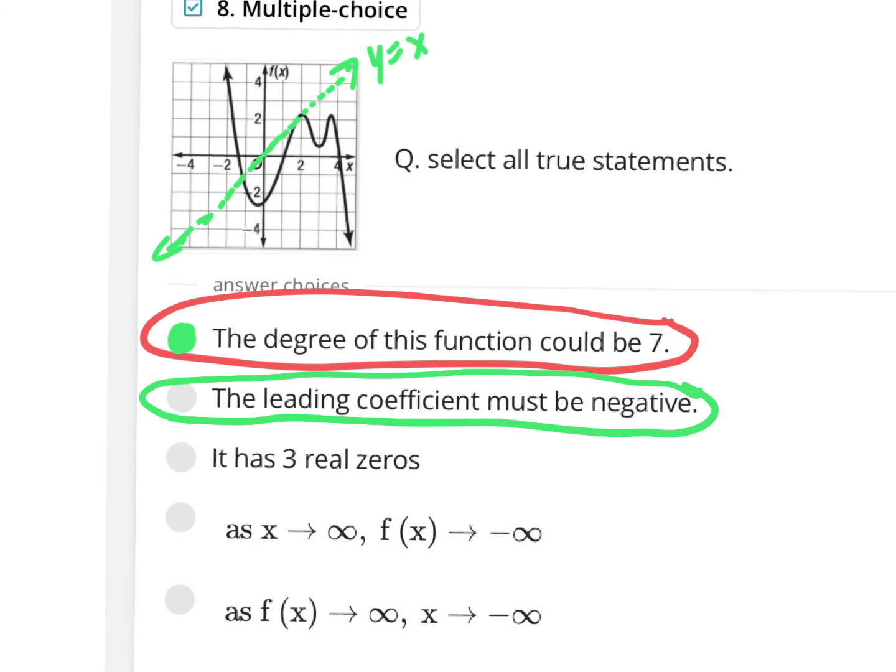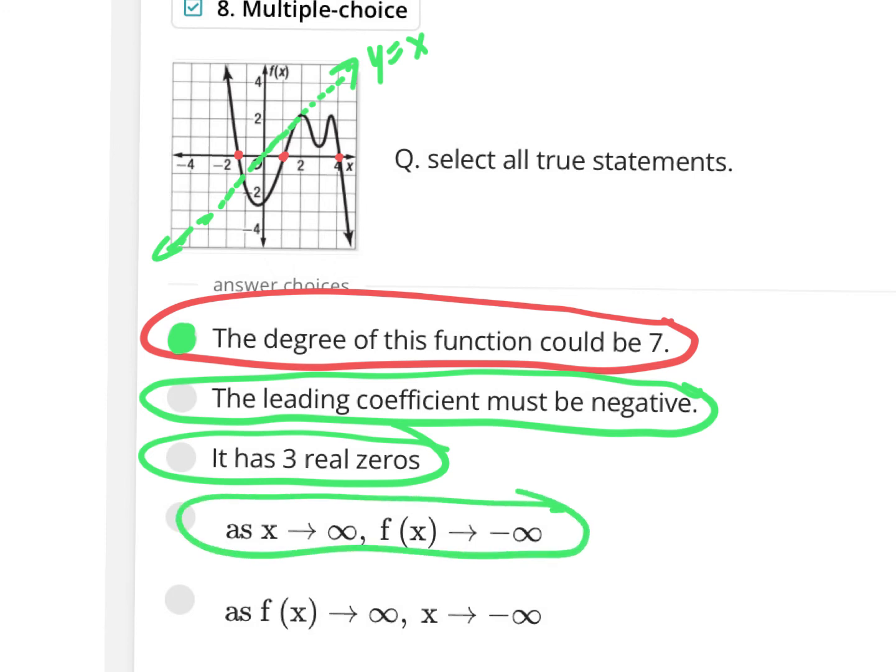It says it has 3 real zeros. Let's check. Crosses once, twice, 3 times. That one's also true. Let's continue. As x approaches positive infinity, as you go to the right, does your f of x go down to negative infinity? And yes, it does. F of x, or your y values, is going down. So this is also correct.